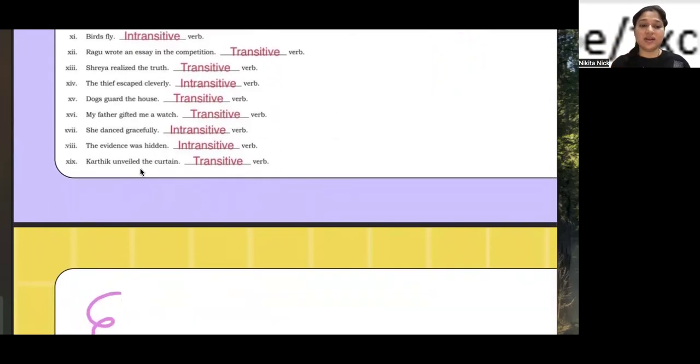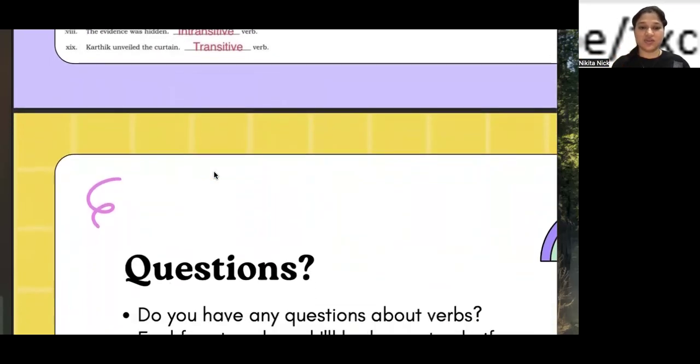That's it. Karthik unveiled the curtain, transitive. What did Karthik unveil? It was the curtain. Curtain is an object, transitive.